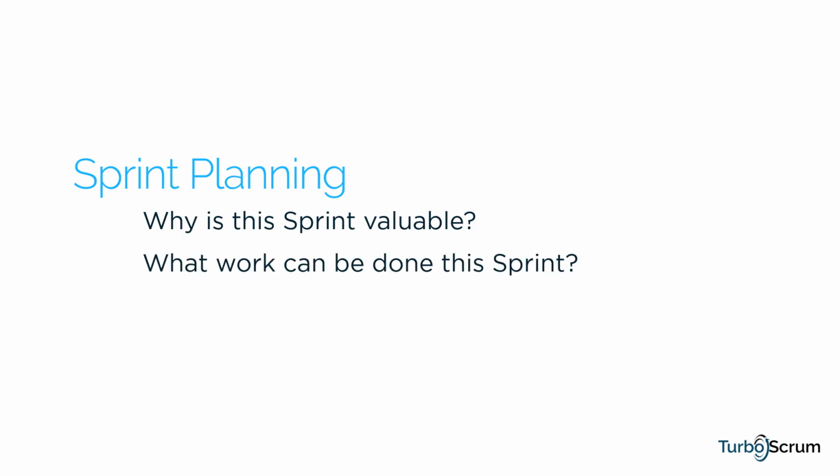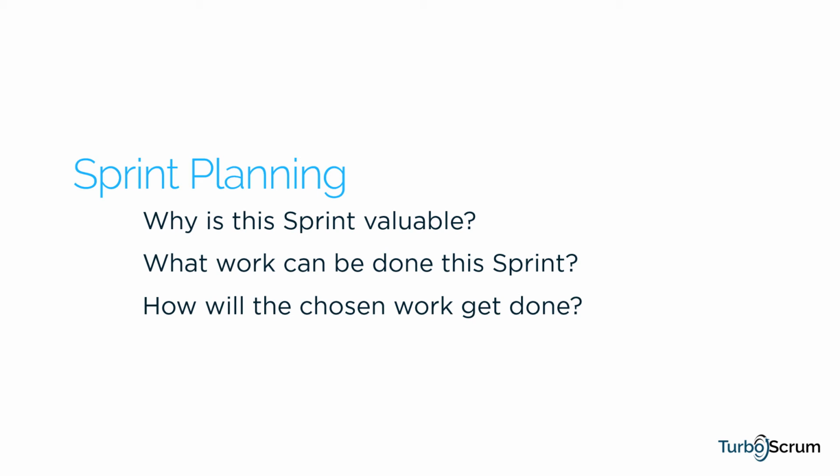Three topics are addressed. Why is this sprint valuable? What work can be done this sprint? And how will the chosen work get done? The product backlog items selected for the sprint, plus the plan for delivering them, is called the sprint backlog. A sprint goal is also crafted, which is an objective that can be met through the implementation of the chosen parts of the product backlog.